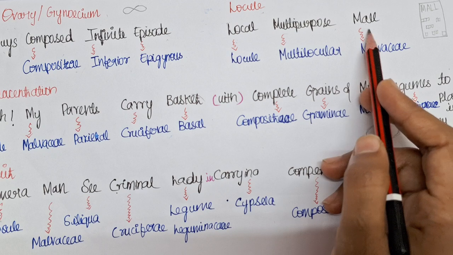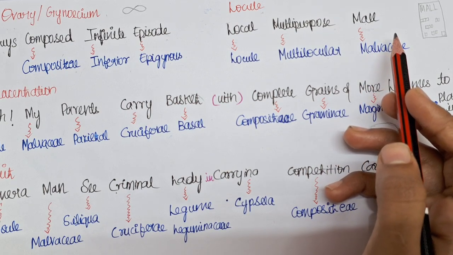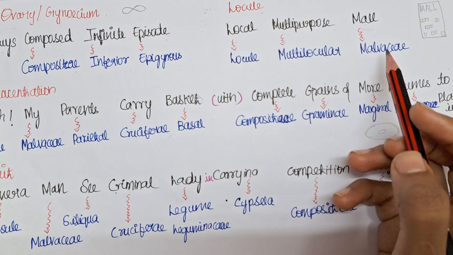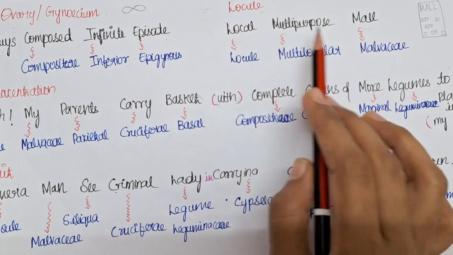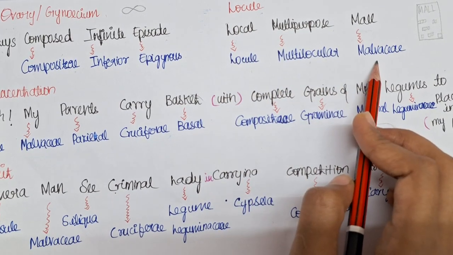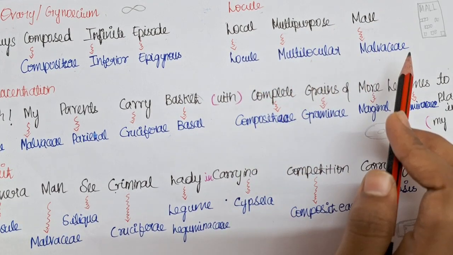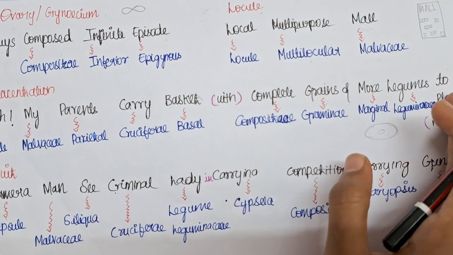Then mall. Mall means, already we have seen, whenever we see the word mall, that is Malvaceae, right? So locule: local multi-purpose mall, locule, multilocular and Malvaceae. So only in Malvaceae we will be seeing multilocular. So the other families will be unilocular only. Clear with this locule?